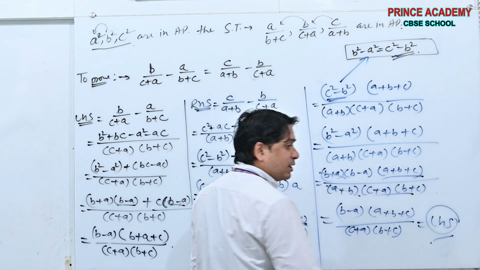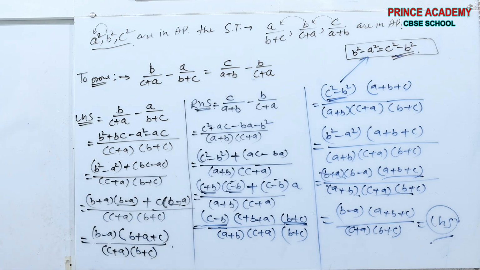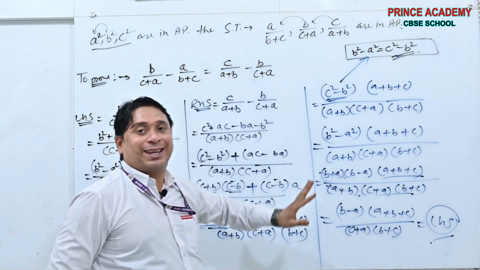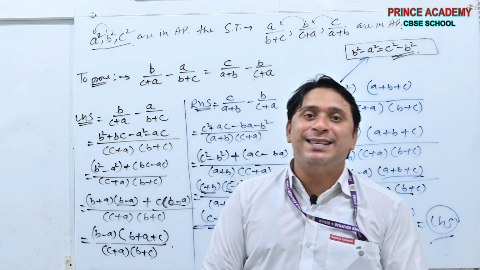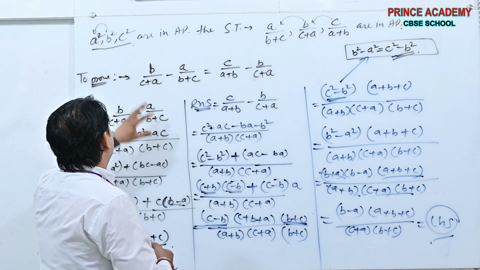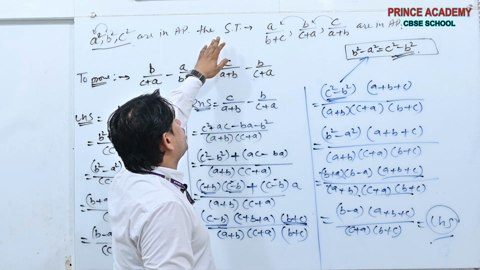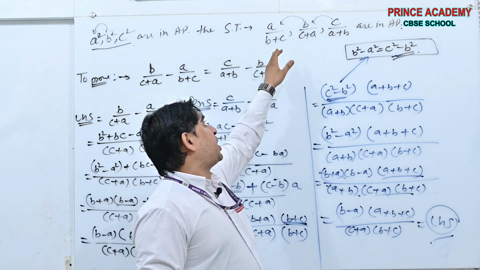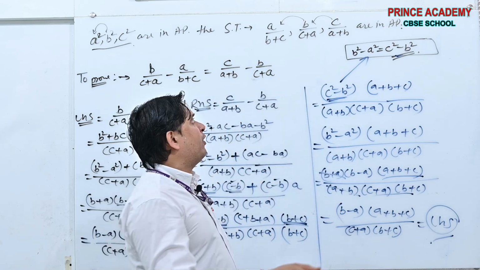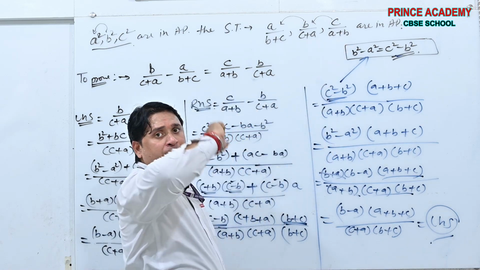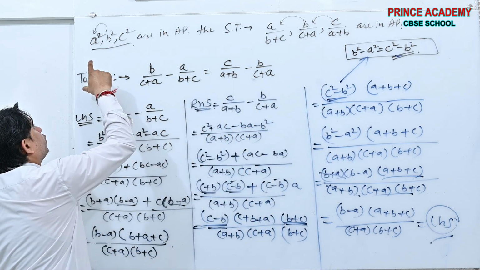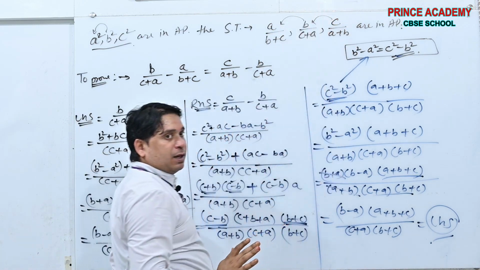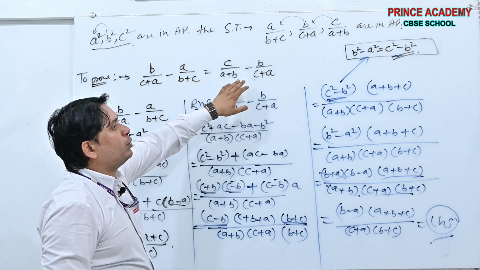Okay, hence proved. See, beta, what was the question? A square, B square, C square were given in AP, and it was asked that if these are in AP, then show that these three are also forming an AP. These three are in AP if and only if the common difference is the same. What is to be proved? This minus this should be equal to this minus this.